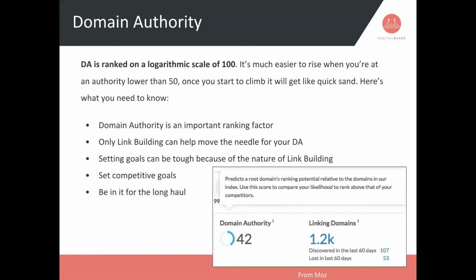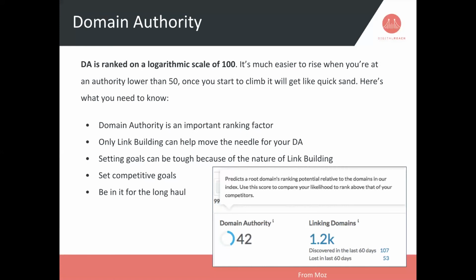And then set competitive goals. So like I said, because of the nature of link building, it can be really tough to set those goals. So when you do, have a competitive mindset. What I like to do when I try to guide a client to setting a goal for domain authority is making sure, one, we're setting one that's feasible. We don't want to set a goal we're not going to reach. And domain authority is a very, very tough strategy to attack, but it's necessary. Definitely a necessary evil.